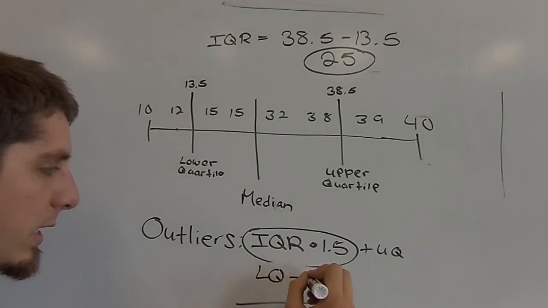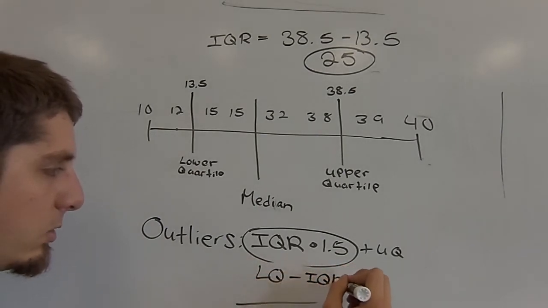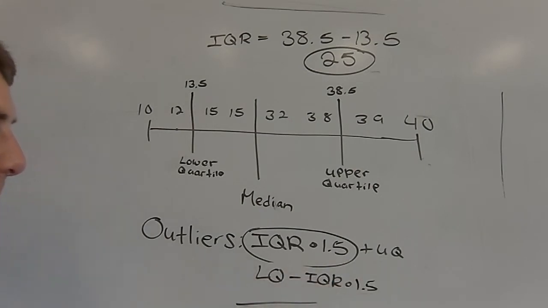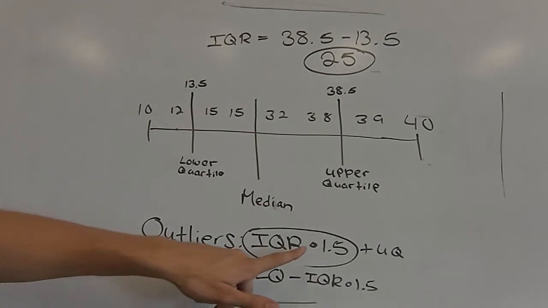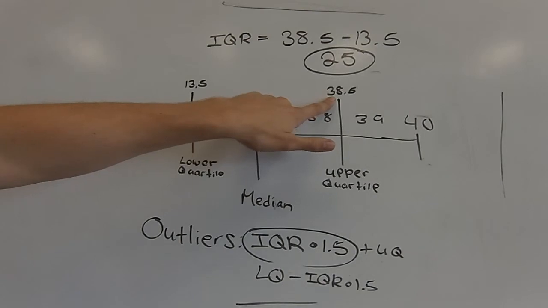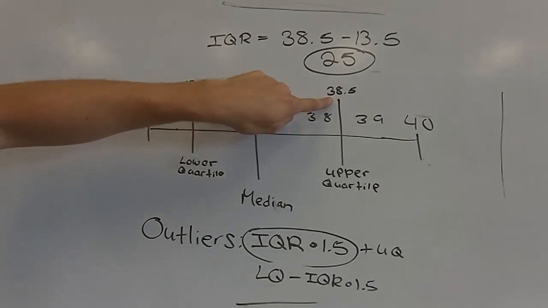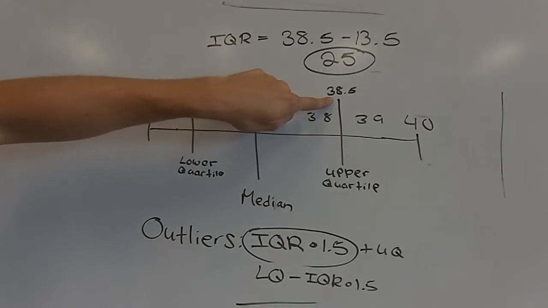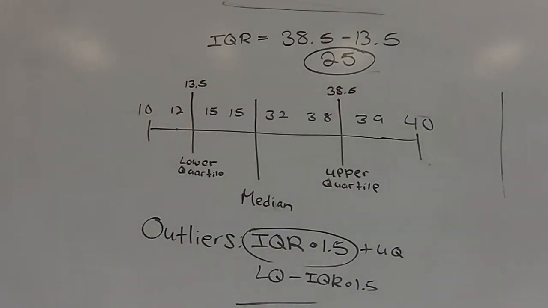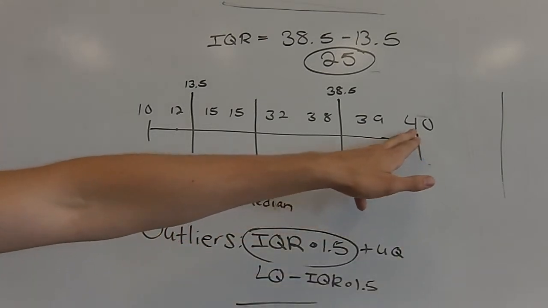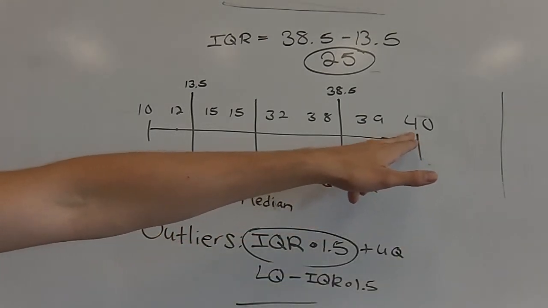I'm going to take the lower quartile minus the inner quartile range times 1.5. If any of my data is, so here's my upper quartile, I'm going to add 37.5 to that. If any of my data was bigger than that, so that would take me up to 68, 69, 76. So if any of my data was bigger than 76, it would not count. It would be an outlier. None of my data goes above 76. My highest piece of data is at 40, so I am fine.